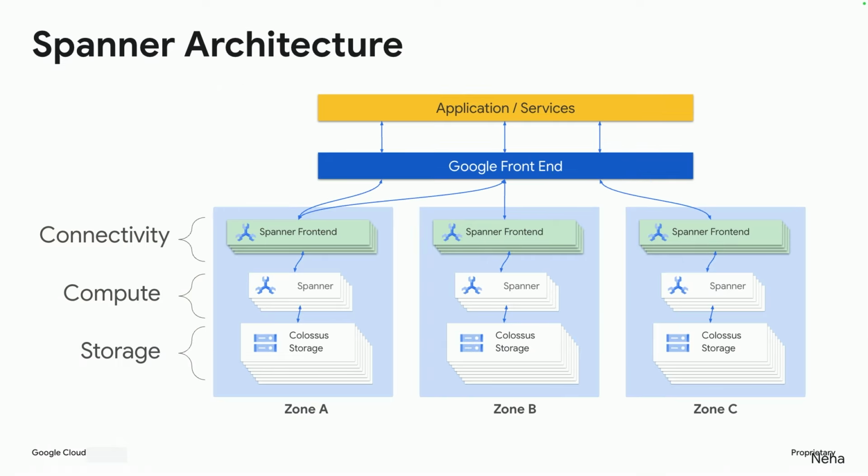Application services speak to Spanner by accessing a public endpoint, which is intercepted and routed by our Google frontends. Then the Google frontend forwards a request to an appropriate Spanner frontend, which is responsible for things like authentication and cloud audit logging. Spanner frontends then interact with the core Spanner compute servers to execute the database operation. And these compute servers in turn interact with the zone local distributed file system known as Colossus to retrieve, process, and serve the database results. Colossus, Rakesh, what's Colossus?